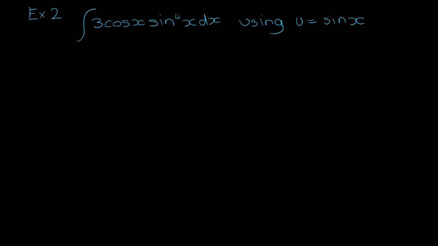Here's our second example. We're being told here to use u equals sin x. So start again by differentiating this to get du dx, and that will be cos x, and then we're trying to get dx on its own, so dx will be the same as du over cos x.